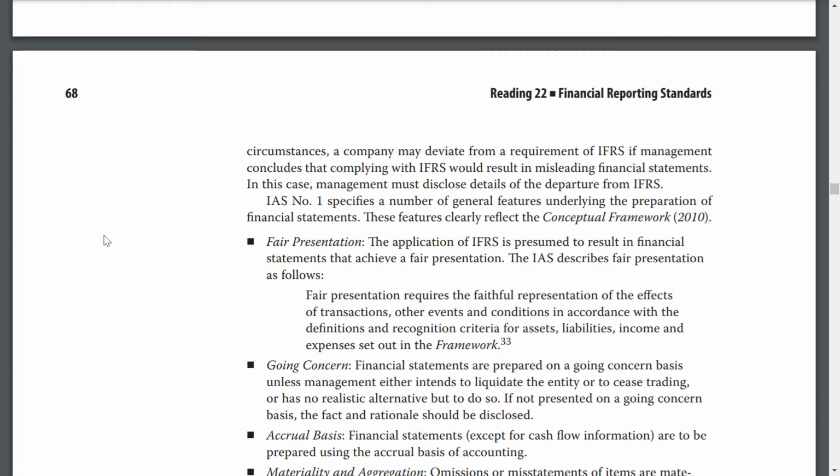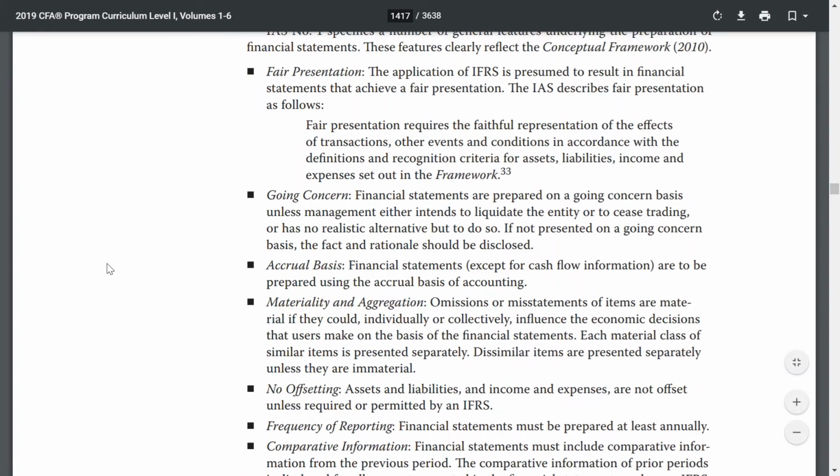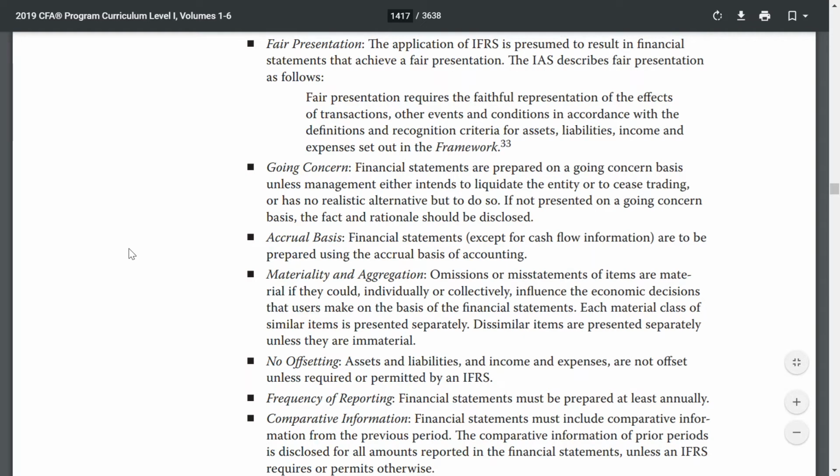IAS Number 1 specifies a number of general features underlying the preparation of financial statements. These features are clearly in the conceptual framework: fair representation, going concern, accrual basis, materiality and aggregation, no offsetting, frequency of reporting, comparative information, and consistency.